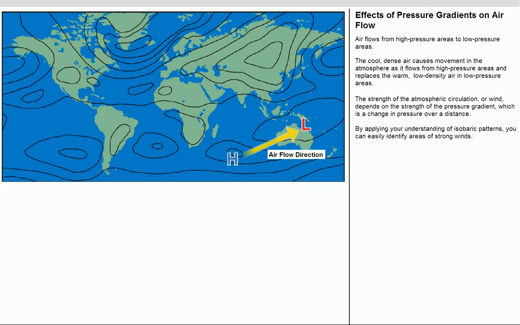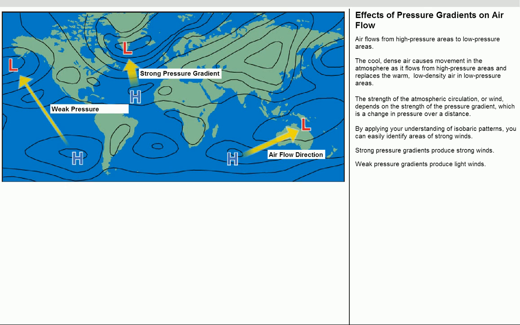By applying your understanding of isobaric patterns, you can easily identify areas of strong winds. You know that the closer the isobars are to each other, the stronger the pressure gradient. Strong pressure gradients produce strong winds. Therefore, closely spaced isobars indicate areas of strong winds. You know that the more widely spaced the isobars, the weaker the pressure gradient. Weak pressure gradients produce light winds, so widely spaced isobars indicate areas of light winds.